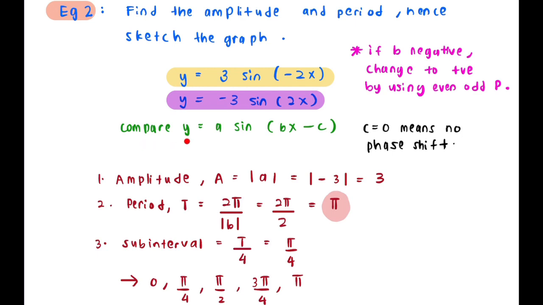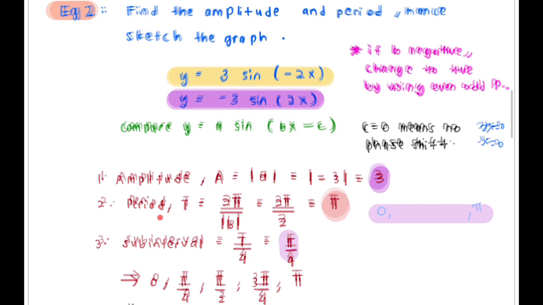So first of all, let's compare with y equal to a sine(bx minus c). Again, c is equal to 0. If you want to solve this, 2x equal to 0, so x is equal to 0. So you don't have any phase shift, you'll start the graph at 0. Now let's see the amplitude A. Just take modulus of A. So modulus of minus 3 is equal to 3. Take note that the highest height of the y-coordinate is 3. The lowest one will be negative 3.